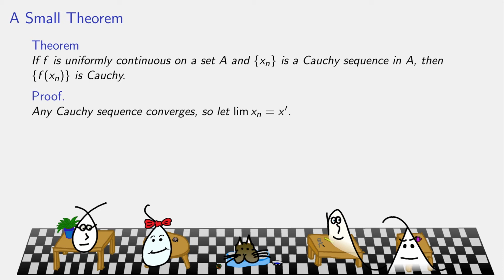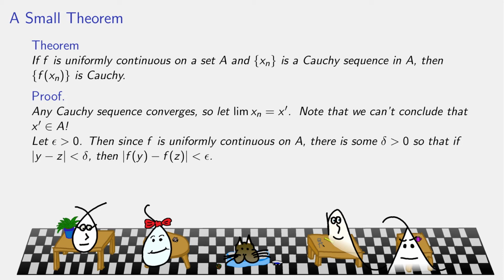Well, a Cauchy sequence does converge, so suppose its limit is x prime. Now we don't necessarily know that the limit x prime is in A, because I didn't assume A was closed. So it might not have all its limit points. I just assumed f was uniformly continuous on the set. So for any positive epsilon, since f is uniformly continuous, there is a choice of delta, so that for any 2 points in the domain whose distance is less than delta, the corresponding distance in the range is less than epsilon. Now I'm using uniform continuity on A.